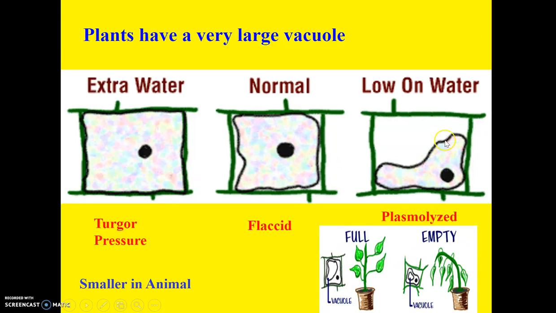If a plant runs out of water, that large vacuole loses all the water, and the plant becomes what we call plasmolyzed. When we talk about the movement of water in and out of cells, I'll go into more detail about what this means. We do a lab where we plasmolyze some cells, and it causes the cell to shrivel up, and that's when we see the plants wilt. But that's because of the large vacuole inside the plant cell.